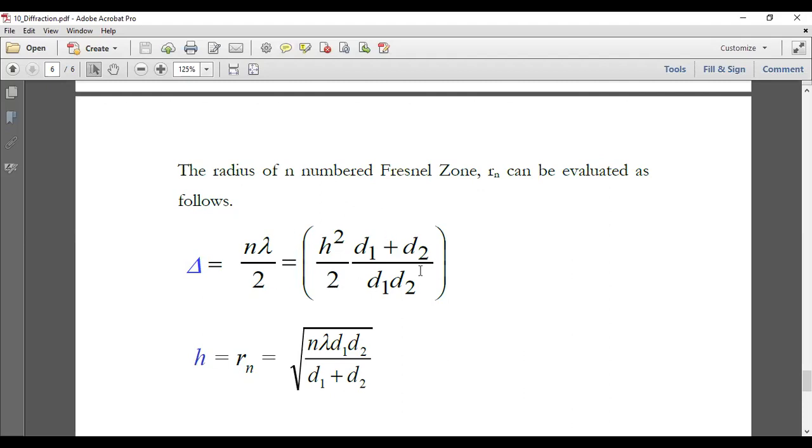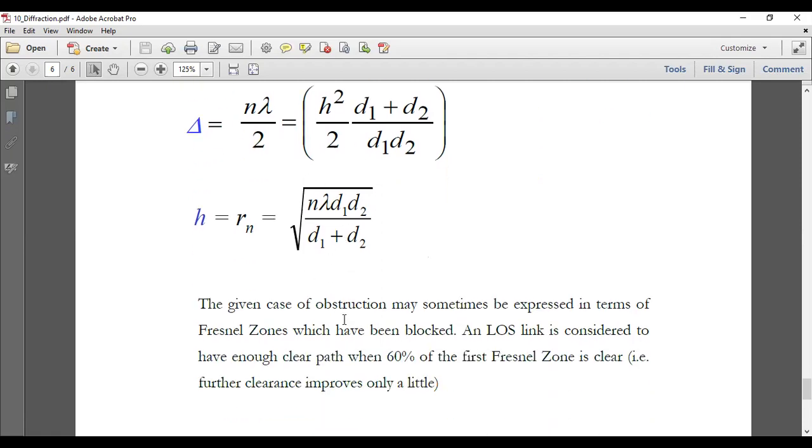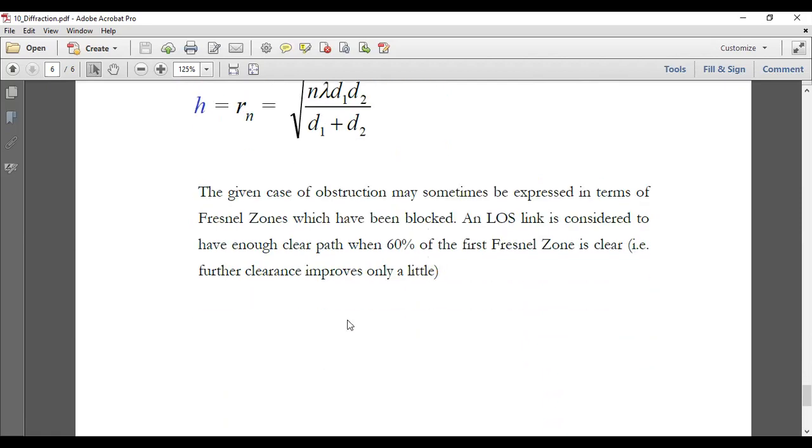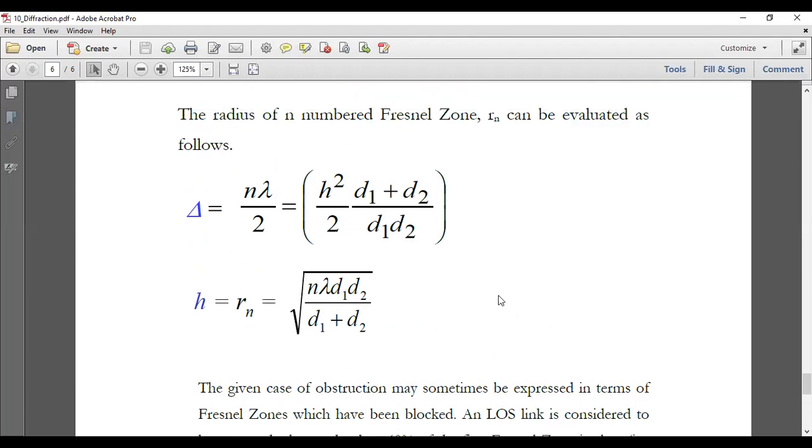So we can rearrange. First of all, this is our path difference. And for the Fresnel zone, we know that the path difference is n times lambda by 2. So we can equate. And here h is nothing but Rn, the radius for the n-th Fresnel zone, so we can write it this way. That is pretty much about Fresnel zone questions. If I ask you to calculate, you can do that using these relationships. Questions?